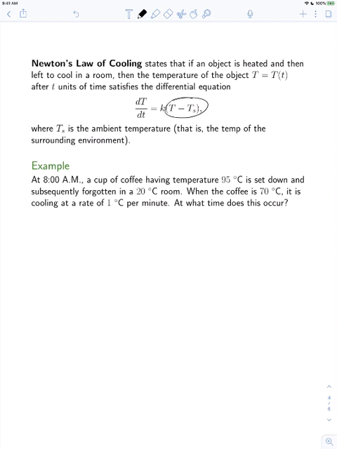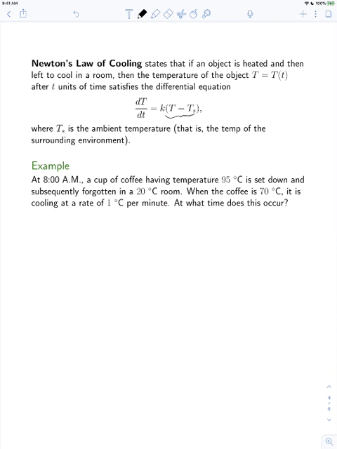Ts is the ambient temperature. That is the temperature of the surroundings, hence the little s that you see there. T minus Ts is the current temperature minus the temperature of the surroundings. So what this differential equation is telling you is that a heated object, when left to cool, will cool at a rate proportional to the difference between the temperature of the room and the temperature of the object. Let's look at an example.